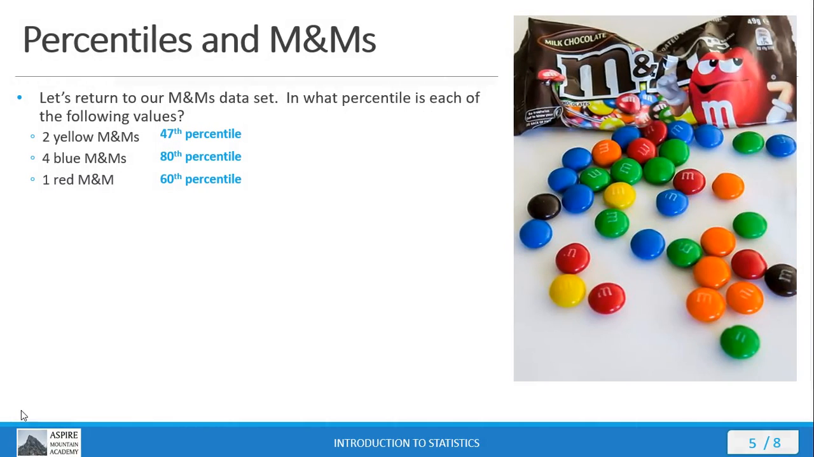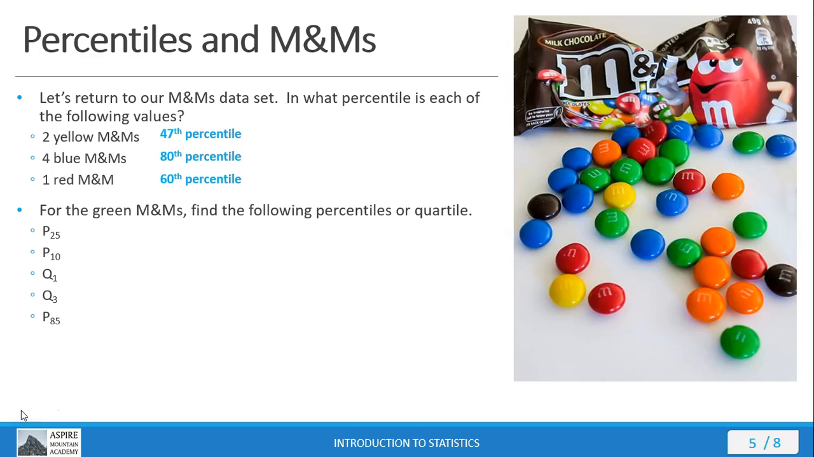Okay, I hope you were able to find these answers on your own using StatCrunch. If not, please devote yourself to more practice until you can get this down. Now, for the green M&Ms, find the following percentiles or quartiles. Again, pause the video, go get your answers in StatCrunch, and then come back and we'll see how well you did.